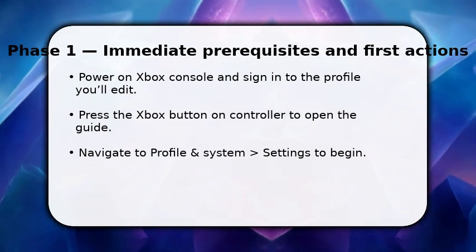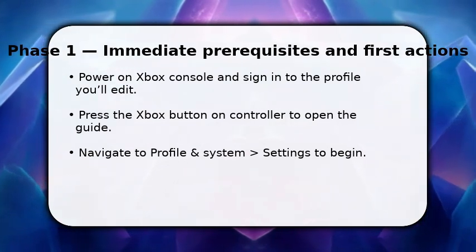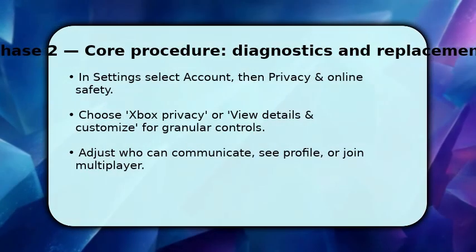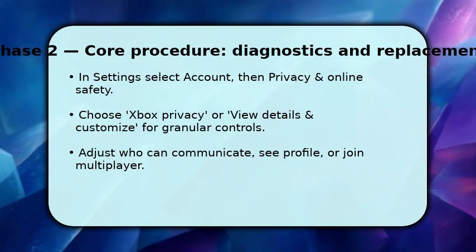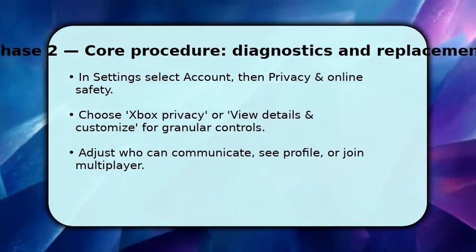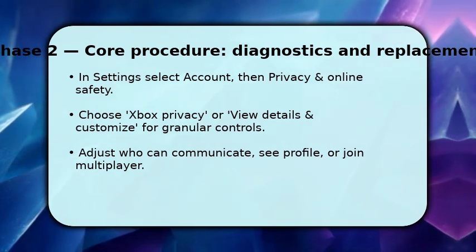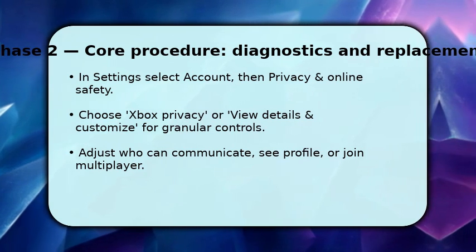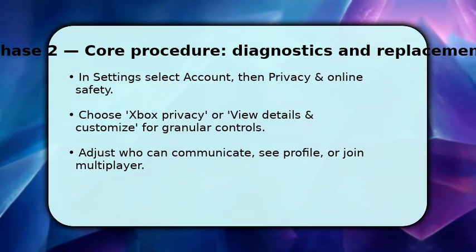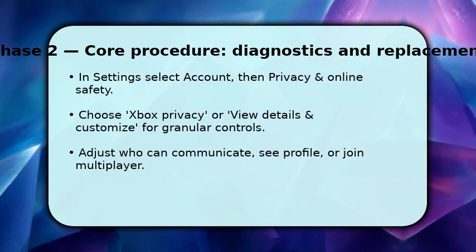You're now inside Settings. Select Account and then choose Privacy and Online Safety. Once there, pick Xbox Privacy or View Details and Customize. This is the only way to access per feature options. You'll see categories like Communication and Multiplayer, Profile and Presence, and Content Restrictions. Tap each to reveal choices.